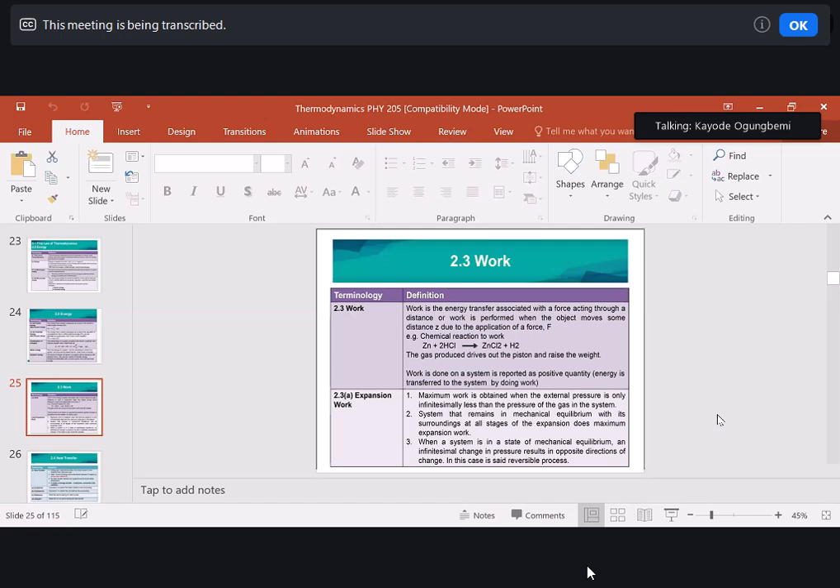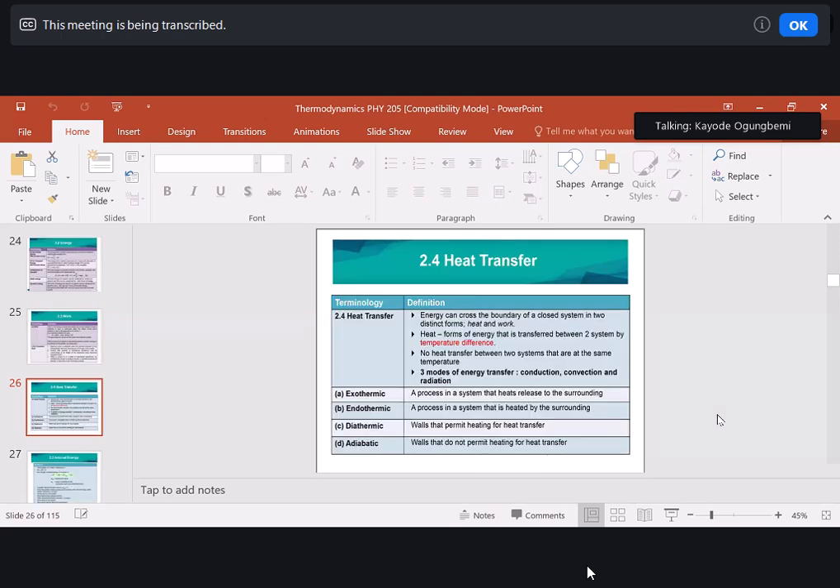When expansion, work done for expansion, work done for contraction, all those, we will discuss that. In each transfer in a system, all this energy must remain constant, okay? That is what the first law is talking about.